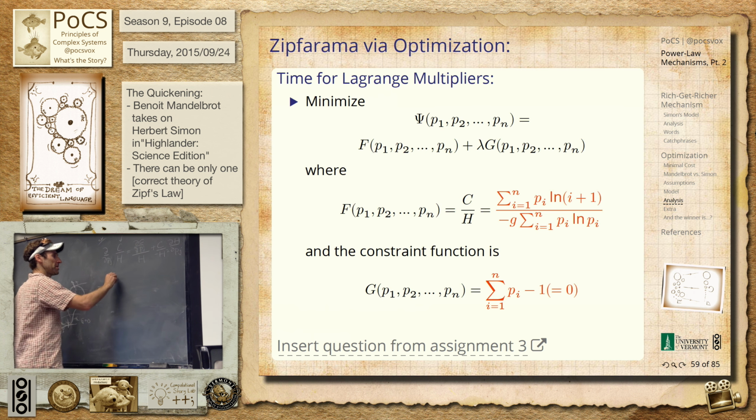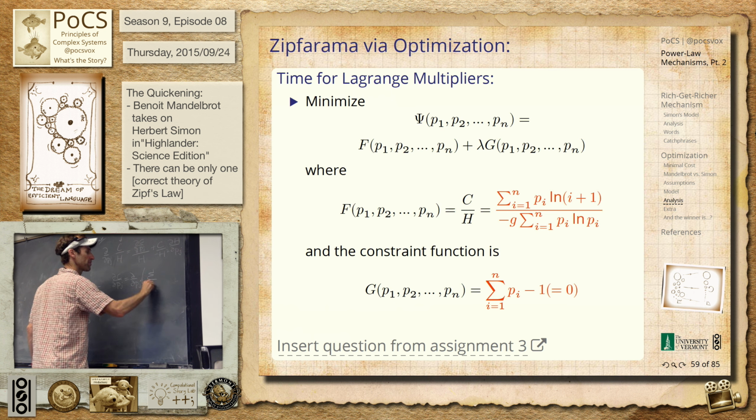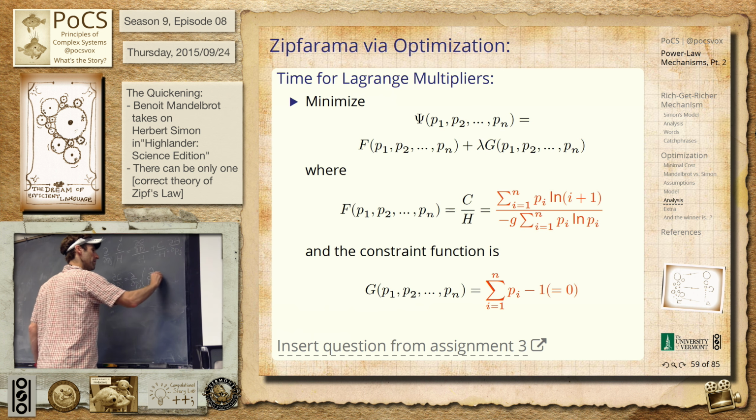So del c, del p_j. Let's think about that. We're differentiating with respect to the jth probability, so they're all variables. And what is this thing? It's a sum from i equals 1 to n. Cost is p_i ln of i plus 1.